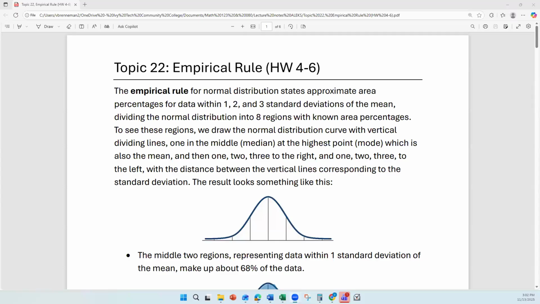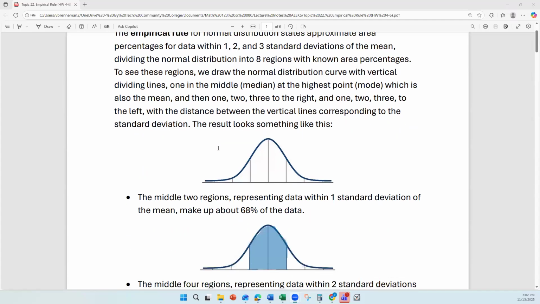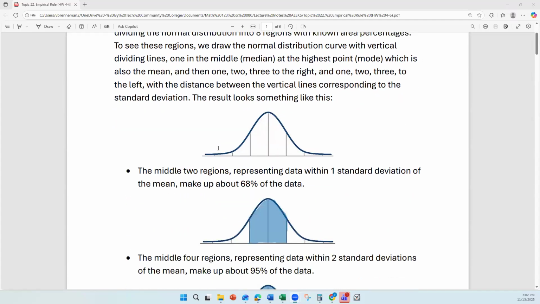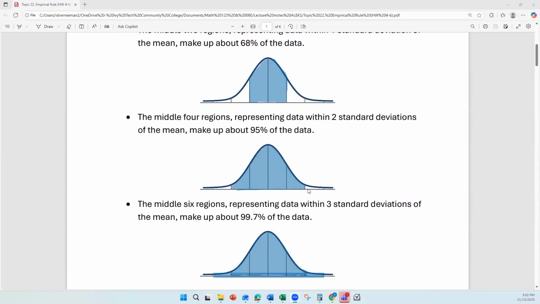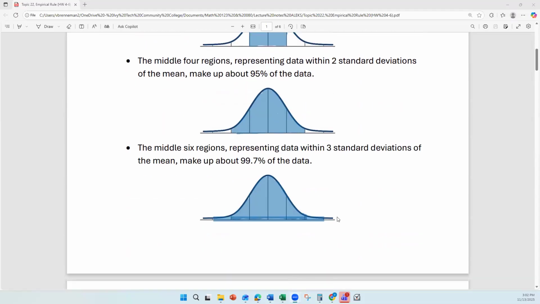This video is over topic 22, numbers 1 and 2, using the empirical rule with a curve. The empirical rule states the percentages corresponding to how many standard deviations you go from the mean. Within one standard deviation is 68% of the data. Within two standard deviations is 95% of the data. And within three standard deviations is 99.7% of the data.